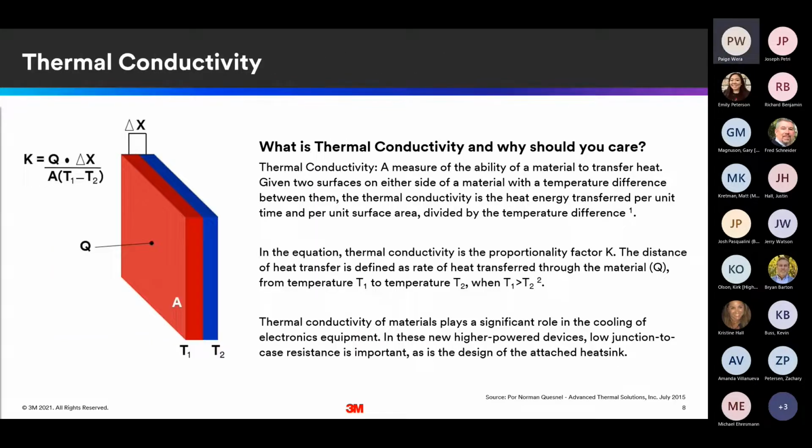For any engineers on the call, you're probably very familiar with thermal conductivity. Our thermal interface materials, they're thermally conductive, so that does mean that they can conduct or move heat. The more heat that is generated by a component, the higher the thermal conductivity, or K value, the thermal interface material needs to be, effectively transferring heat to a cooling device.